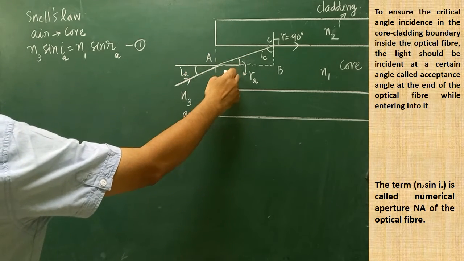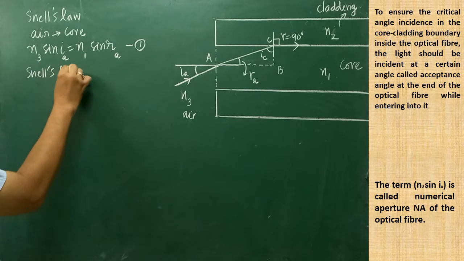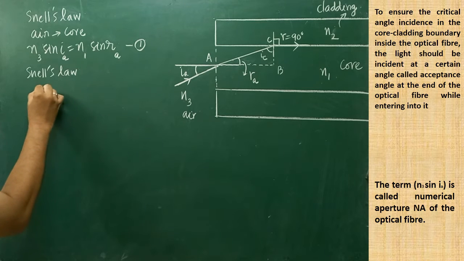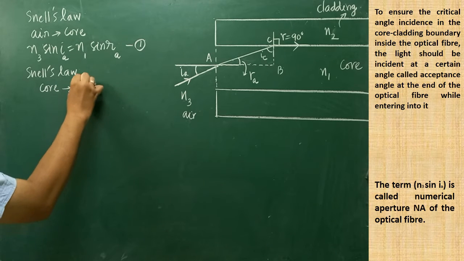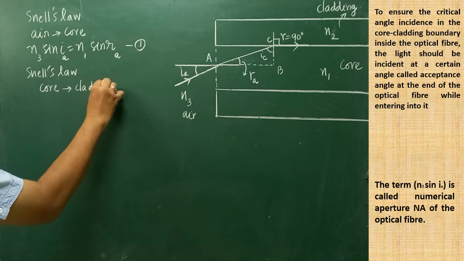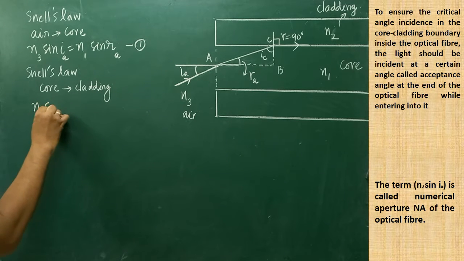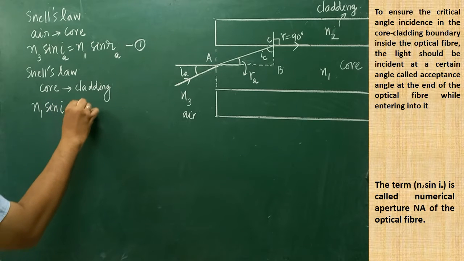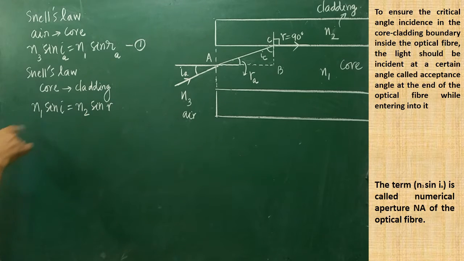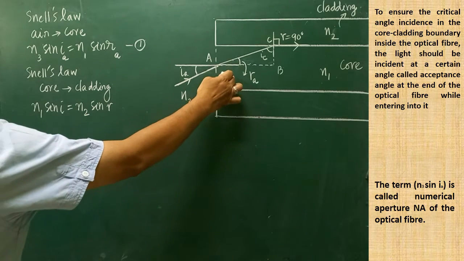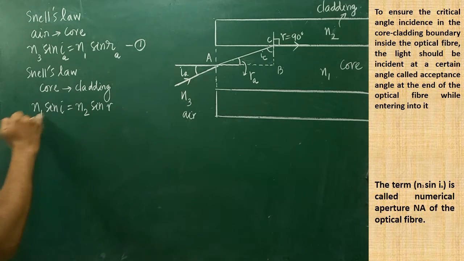Here the ray travels from core to the cladding. So the same Snell's law is to be applied when the light ray travels from core to the cladding. If you write it like this, it will be easy for you to write Snell's law. Again, I will write the fundamental formula: N1 sin I equals N2 sin R. Now I am going to make the changes. Here this one will act as the first medium, therefore as it is, you can write it as N1.